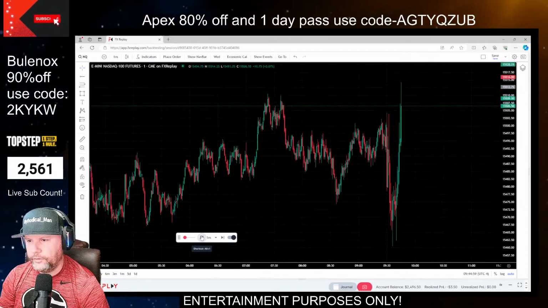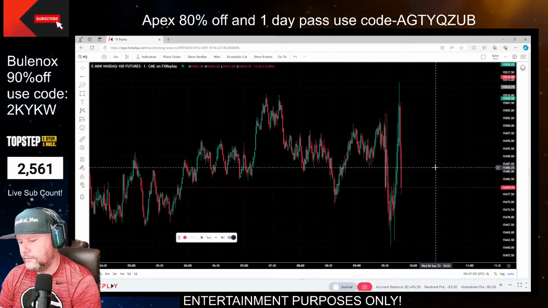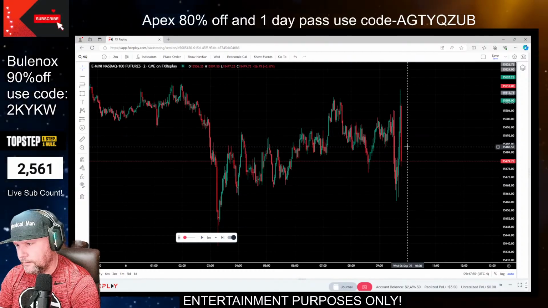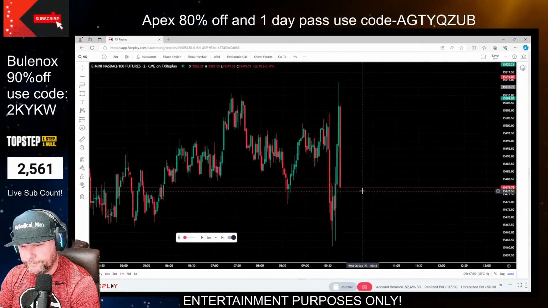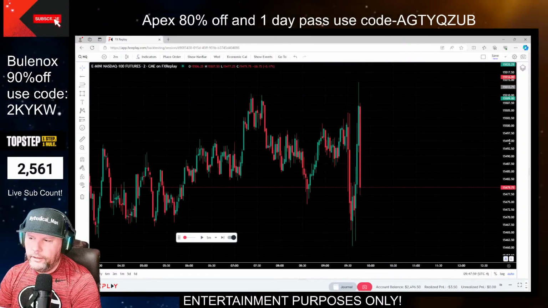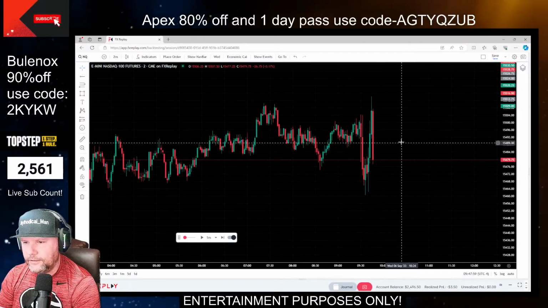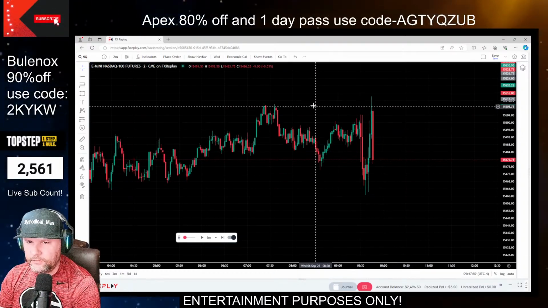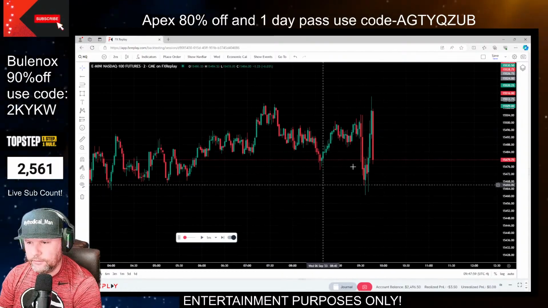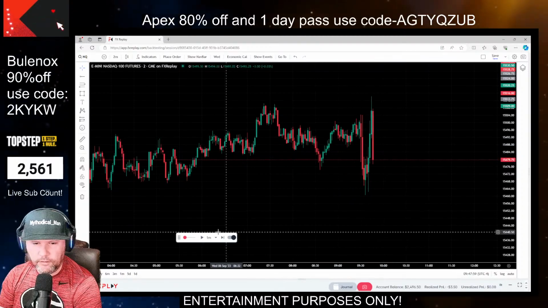Pretty volatile open right there. I mean, this is one that would be very aggressive. We swept the, I don't know. I probably wouldn't take that one. It looks okay, but it's not quite large enough.